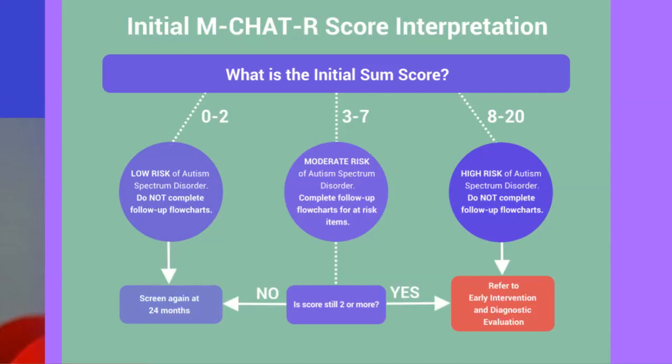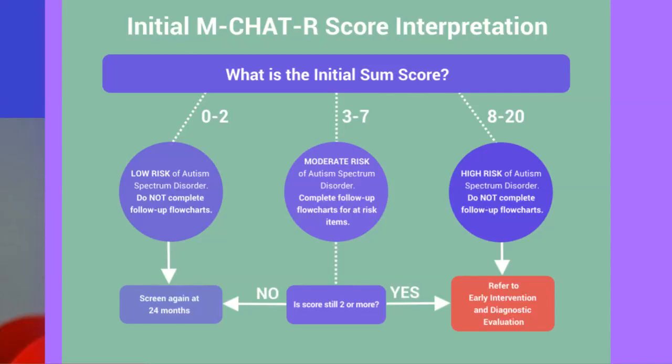If the initial score is between 3 and 7, this means the child is currently at moderate risk for ASD or other developmental disorders, and more information is needed. You need to complete the follow-up flowcharts that match the initial at-risk questions.